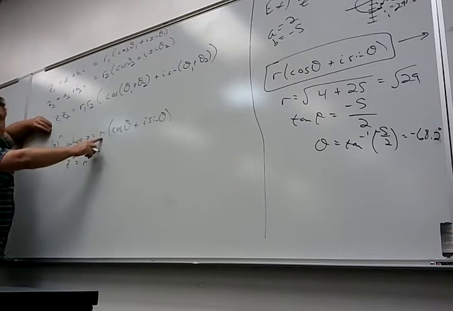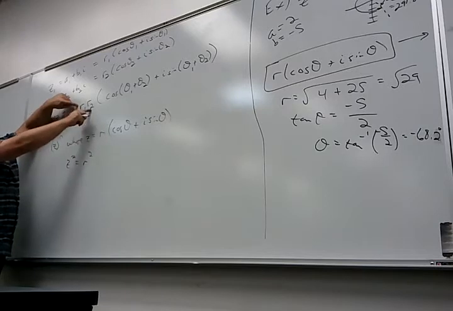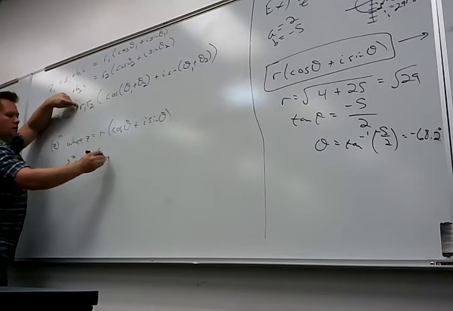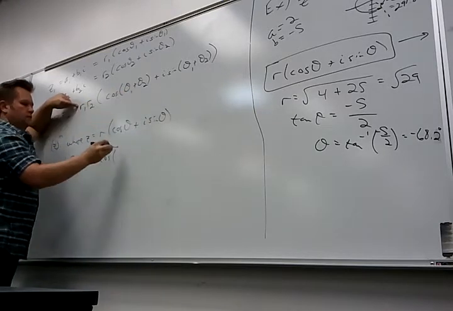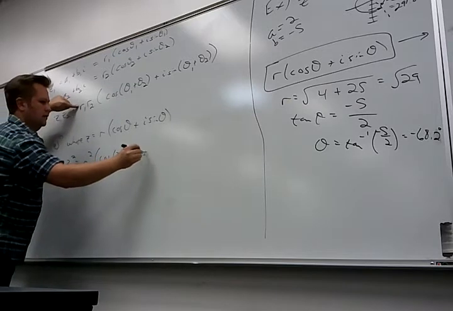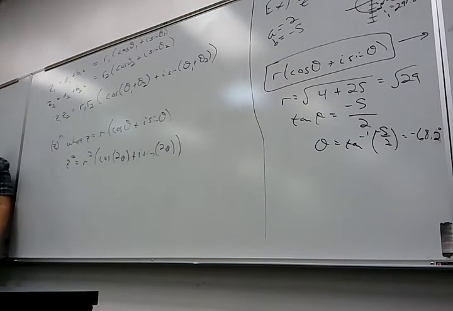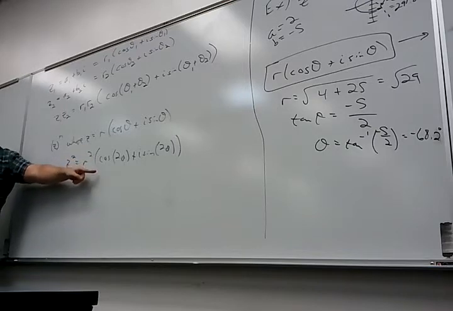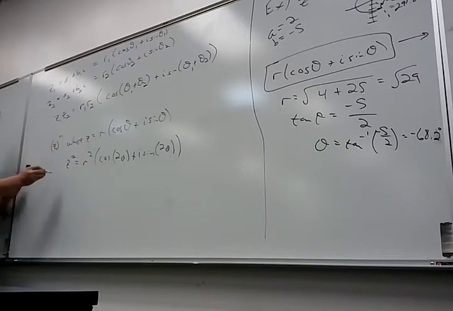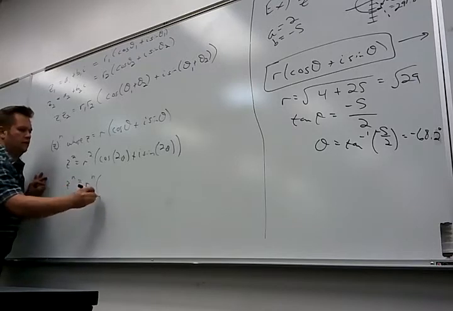So here, z is this. So z squared would be r squared times cosine theta plus theta, 2 theta, plus i sine theta plus theta, 2 theta. So z cubed would be r cubed cosine 3 theta plus i sine 3 theta. So what's z to the nth power? r to the nth.